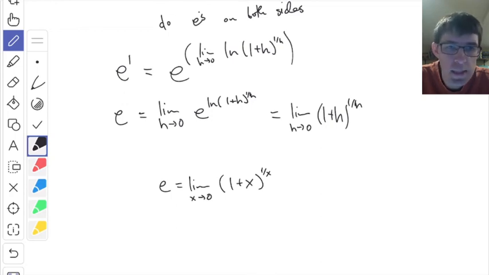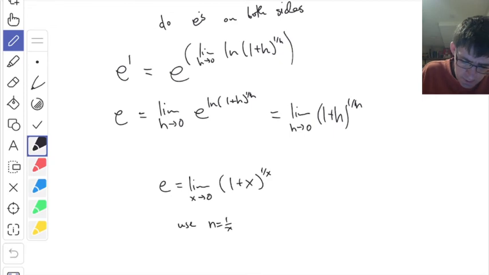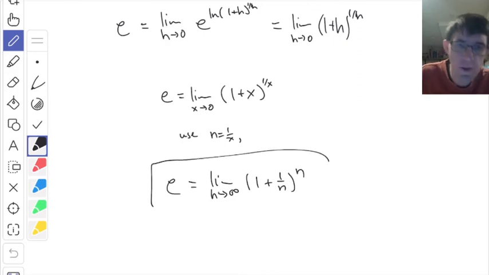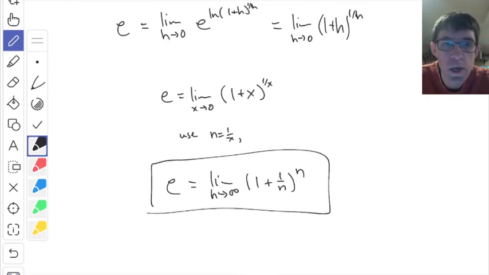It's a true fact. And if you replace x by, if we use n equals 1 over x, the way this looks is this: limit as n goes to infinity of (1 plus 1 over n) to the power n. This is actually the way in which the number e was first studied by mathematicians.